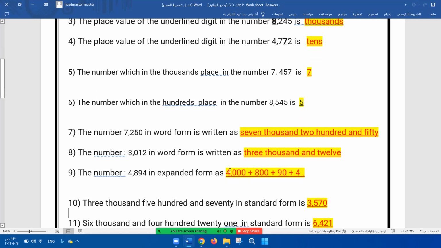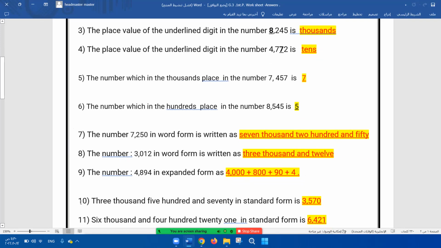So the value of 4 here is 4,000. And the value of 8, 800. The value of 9, 90. The value of 4, it's only 4. So we write 4,000 plus 800 plus 90 plus 4. This form, to write the number, we call it expanded form.